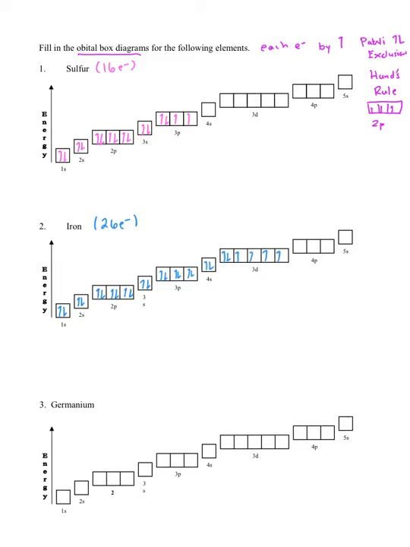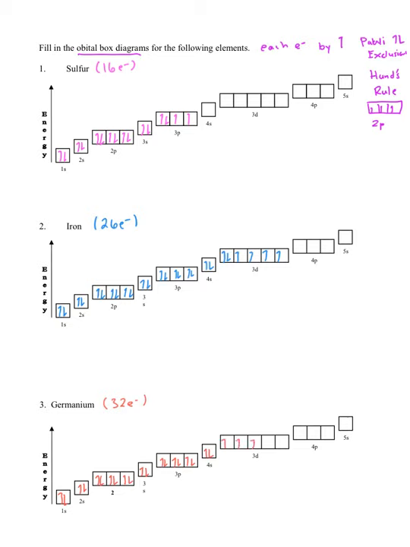Again, you've got to follow Hund's rule. Let's do one more example. Here we're going to do germanium. Germanium has 32 electrons. And so again, 1 up, 2 down, 3 up, 4 down, 5, 6, 7 up, 8, 9, 10 down, 11, 12, 13, 14, 15 up, 16, 17, 18 down, 19, 20 up.